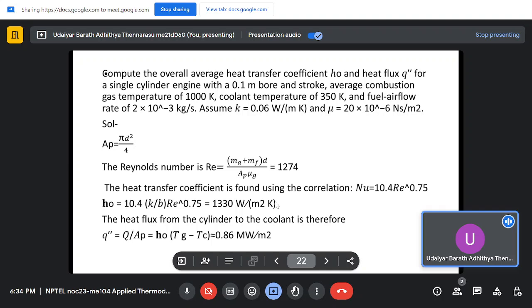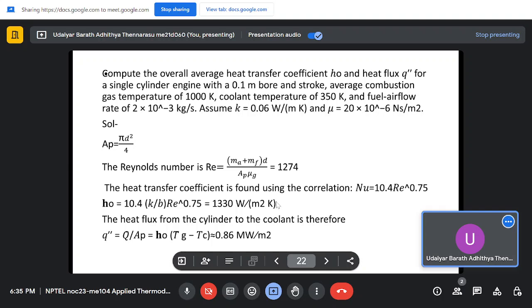So we'll use that relation to find out the Nusselt number, and using the Nusselt number we can easily find the heat transfer coefficient. In the relation Nusselt number equals constant times Re raised to power n, we need to find the Reynolds number. This Reynolds number is given as mass of air plus fuel mixture into bore diameter, divided by the area of the cylinder and into viscosity.